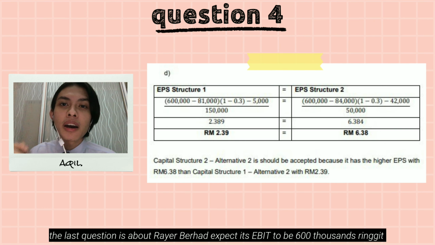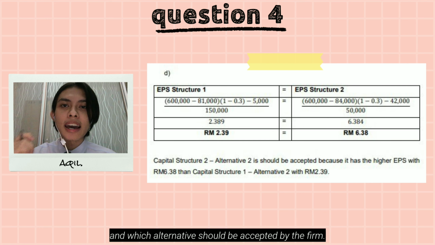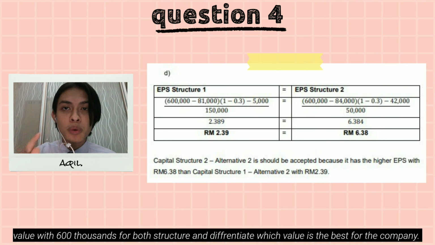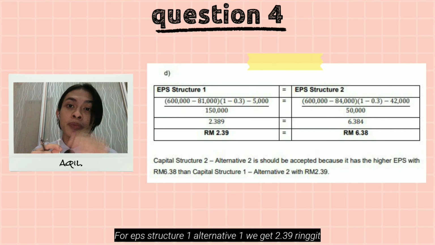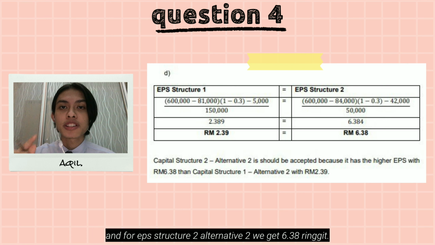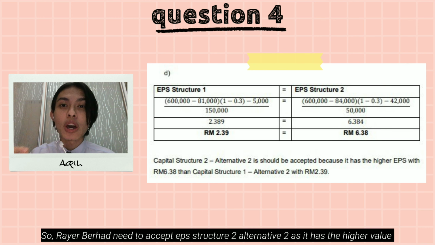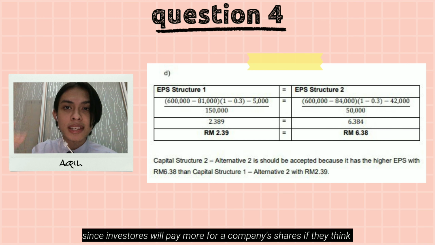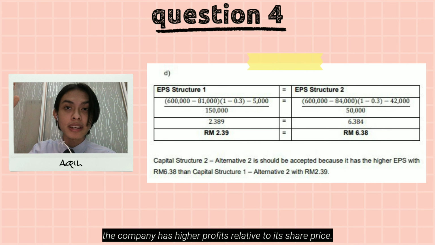The last question is about Raya Berhad expecting its EBIT to be 600,000, and which alternative should be accepted by the firm. Again, we use the EPS formula, but this time we replace the EBIT value with 600,000 for both structures and differentiate which value is the best for the company. For EPS structure 1, alternative 1, we get 2.39 ringgit, and for EPS structure 2, alternative 2, we get 6.38 ringgit. So Raya Berhad needs to accept structure 2, alternative 2, as it has the higher value, since investors will pay more for a company's share if they think the company has higher profit relative to its share price.